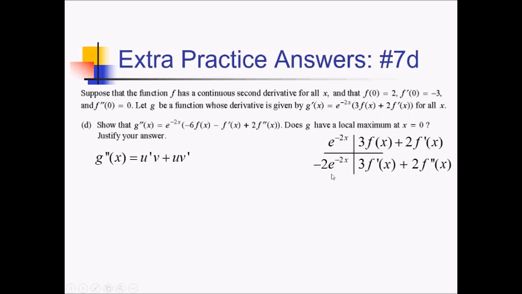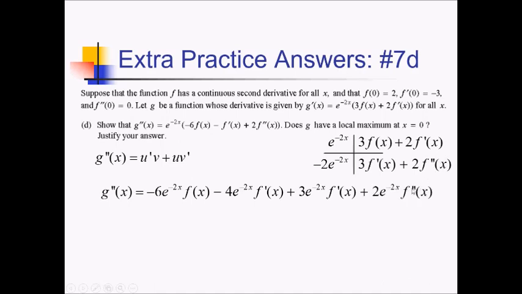Let's do this. So we've got, using our ribbon now, negative 2 e to the negative 2x times 3f of x. I'll simplify as we go: negative 6 e to the negative 2x f of x. Next, we've got this term times 2f prime of x. That's going to be negative 4 e to the negative 2x f prime of x. Going back the other way, this will be 3 e to the negative 2x times f prime of x. And finally, we're going to have 2 e to the negative 2x f double prime of x.